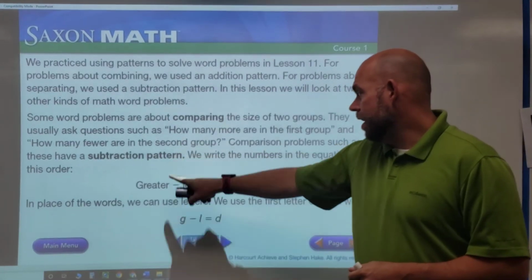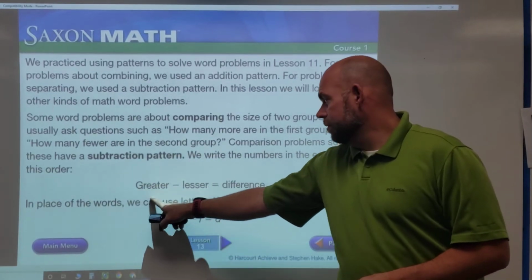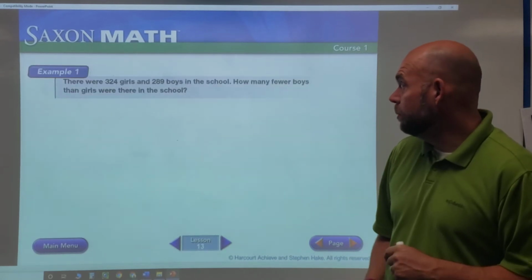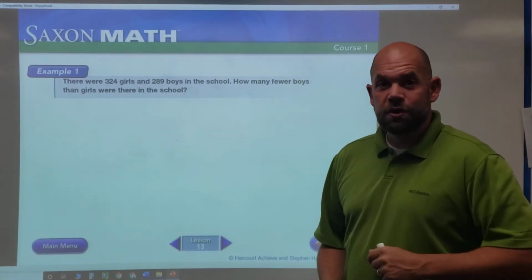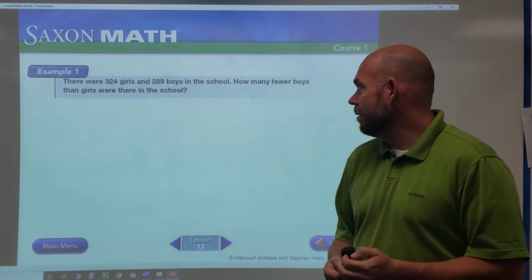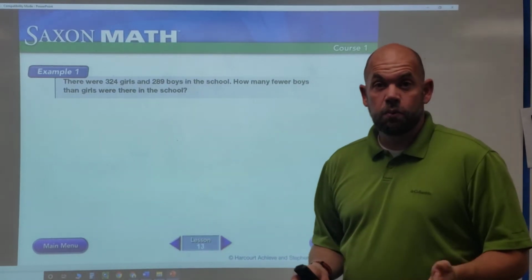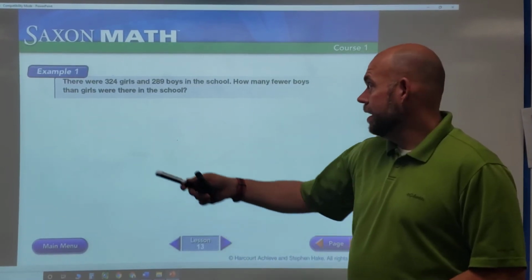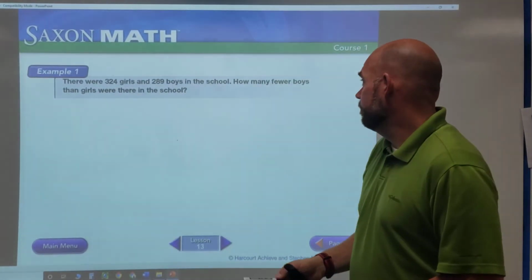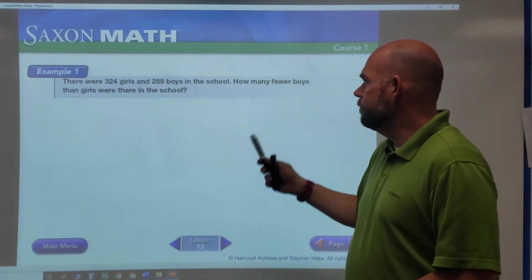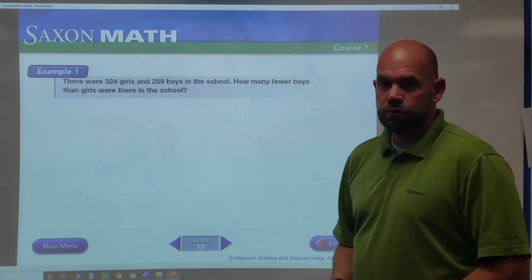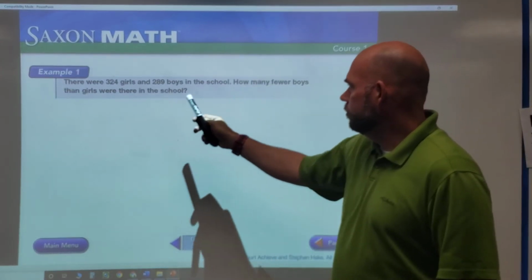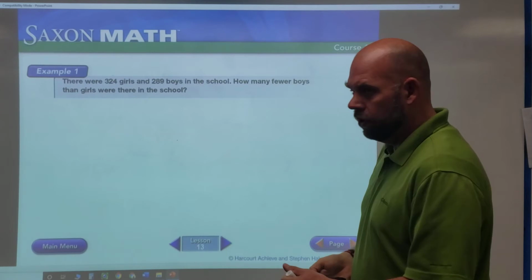So here with a subtraction pattern, we start with something greater, we take away something lesser, and we're looking for the difference. So for example, there were 324 girls and 289 boys in the school. If we wanted to find the total number of students in the school, we could use an addition pattern and look to find a sum. But we're asking now, how many fewer boys than girls were there in the school? So we're looking for the greater of those. We're looking at fewer boys, so we're going to subtract the boys from the girls, all right?